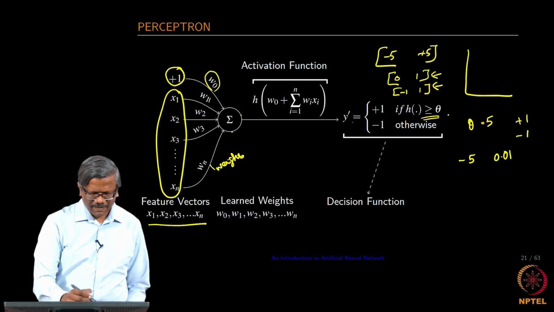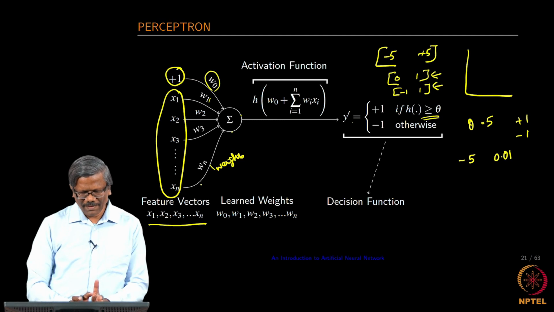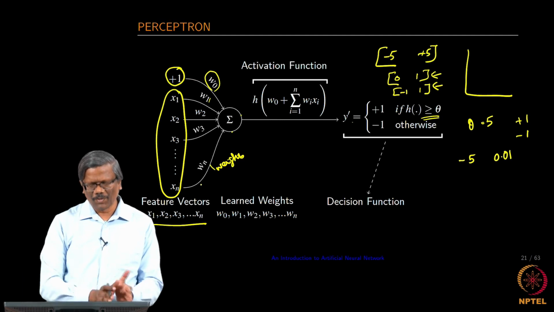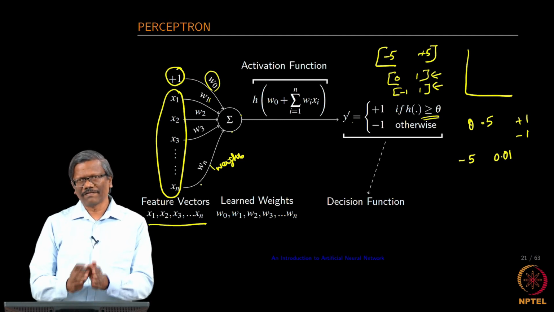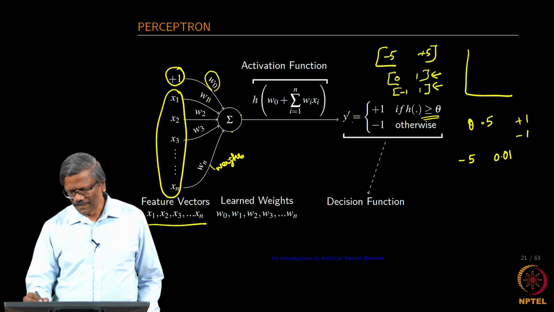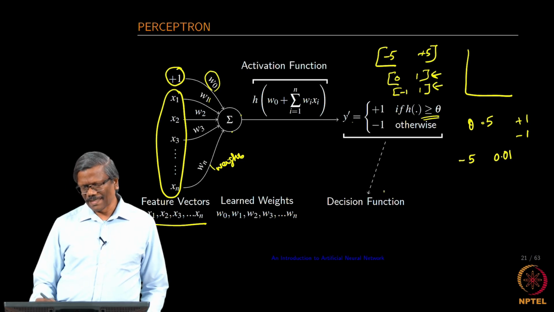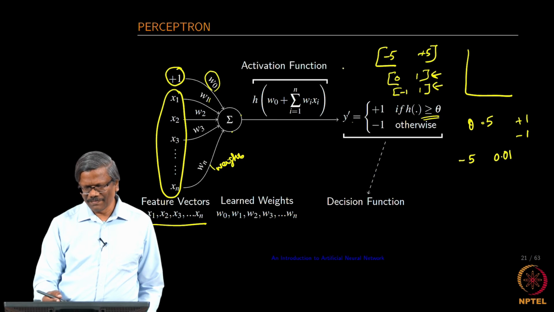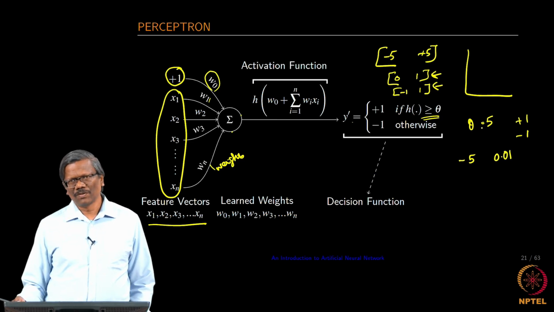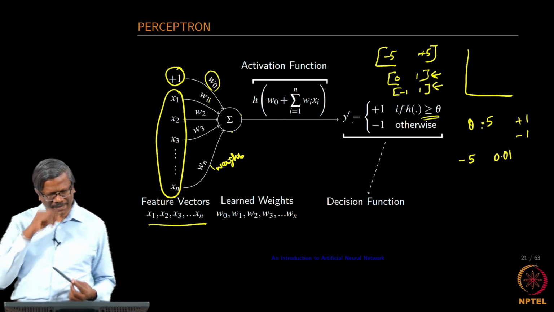So, we have the feature vectors coming into the neuron and the weights connecting the input and the neuron. There is an activation function that squashes the value between two values, and there is a decision function that translates the activation function value into two different values which we can use. Take the case of sentiment analysis.